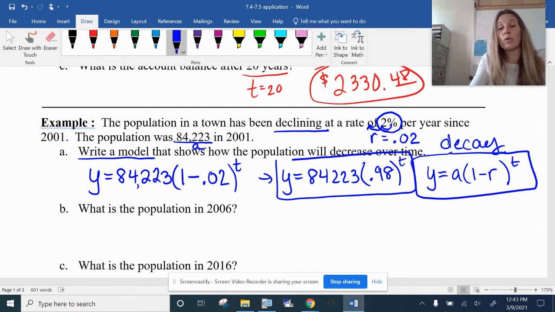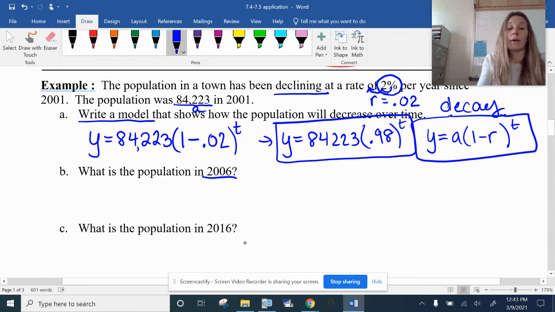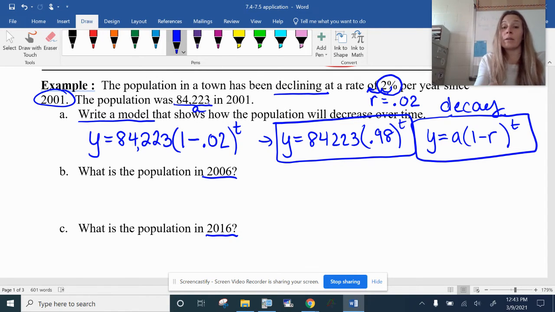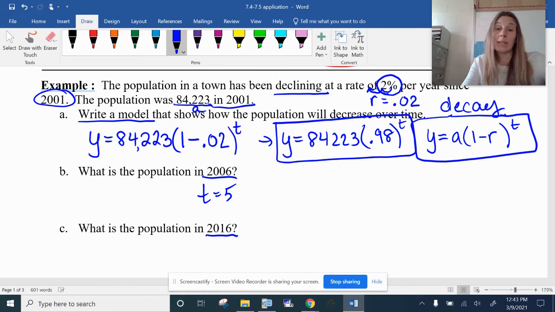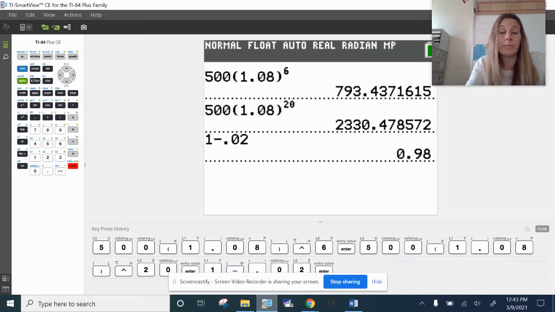I can now use that model to solve any time period. So what's the population in 2006? Now remember, the initial population was from 2001. So 2006 would be 5 years later. So that T would be 5. In 2016, that's 15 years later. So you're going to use a T value of 15. So then now you'd go to your calculator and plug this in.